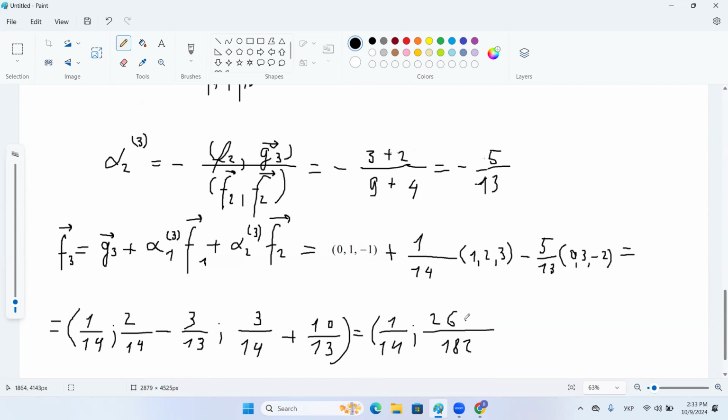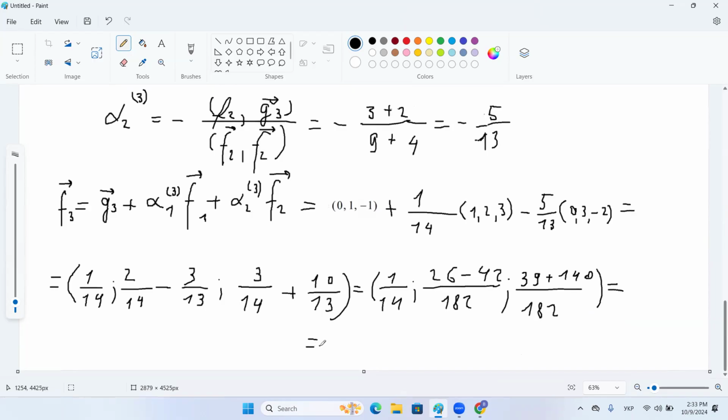So 26 minus 42, $39 plus 140. And finally, or maybe not finally, so 26 minus 42 minus 16 divided by 182.